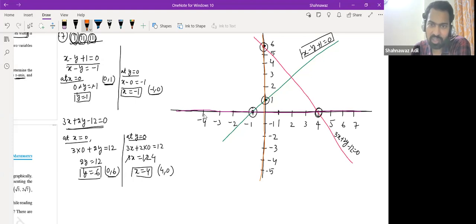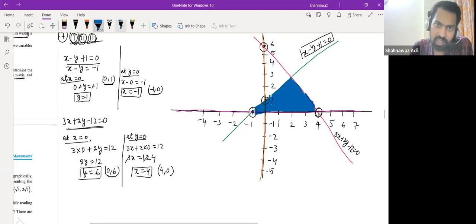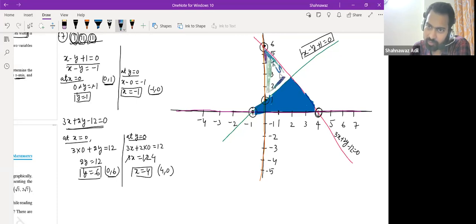But they have given this x-axis, this line, and this line. So the triangle is what? This is the triangle which is forming, right? If they would have given the y-axis, then the triangle would have been this one. This would have been the triangle. But they have given this x-axis, this line, and this line. So the triangle is this one, right?